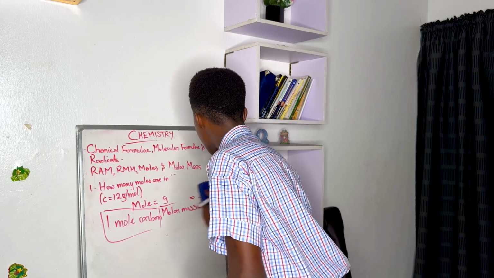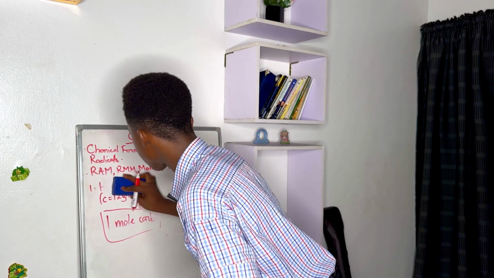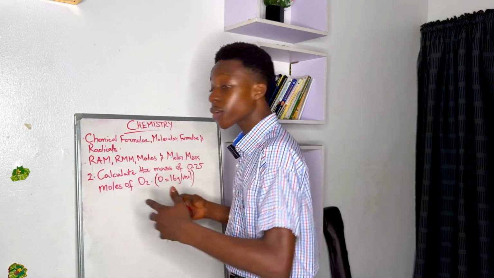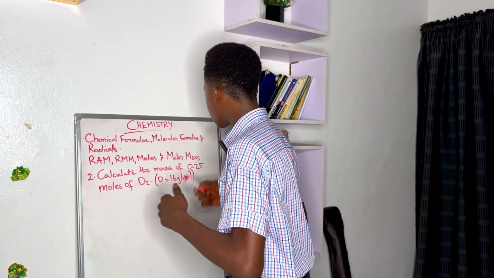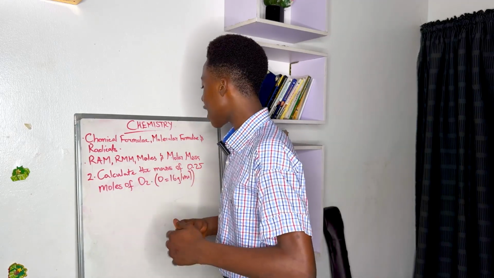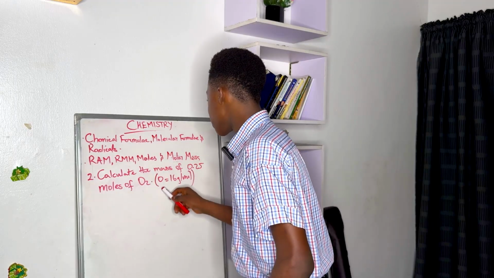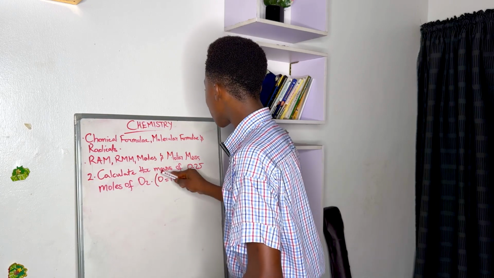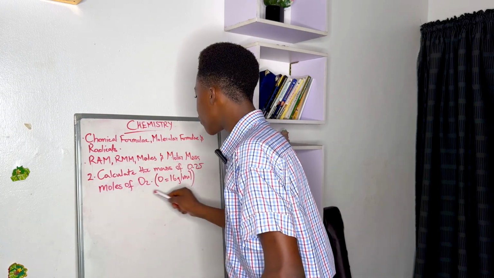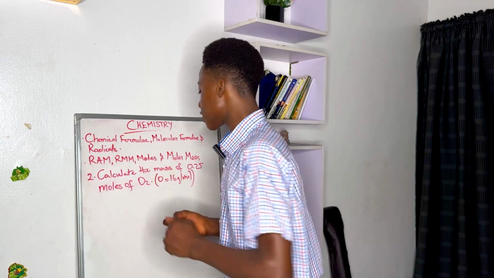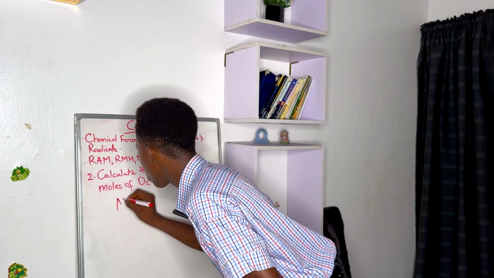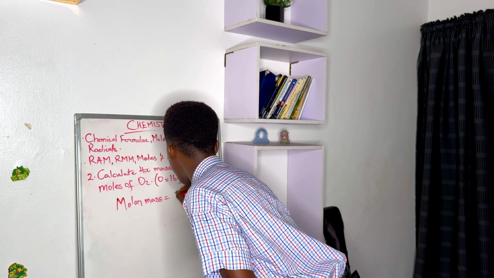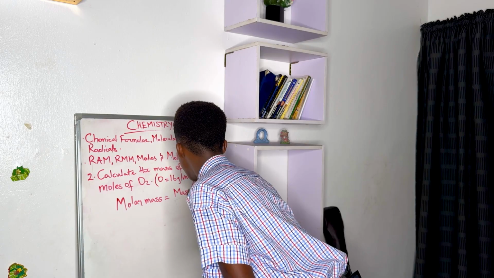That question was easy, but let's get to the harder questions. Here I have another question which says, calculate the mass of 0.25 moles of oxygen gas. O2 is oxygen gas. And they said here that the molar mass of oxygen is 16 grams per mole. Now, we talked about finding the mass. They've given us the molar mass and they've given us the moles. So how do we find the mass? Let's write out that relationship again. Molar mass is gotten by the grams, or the mass, divided by the mole.